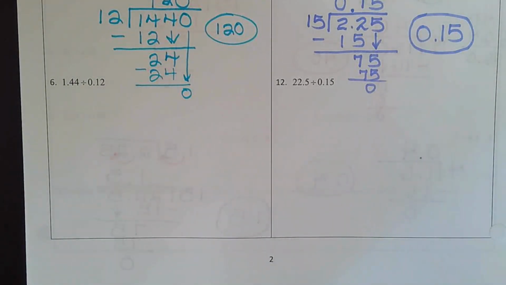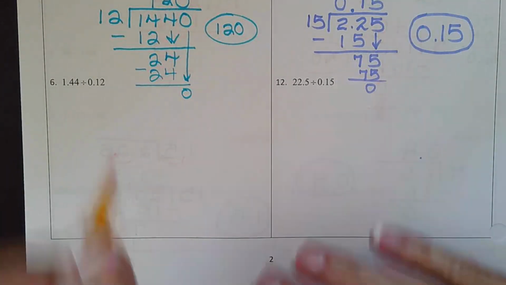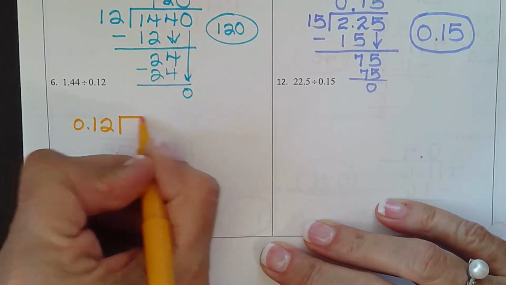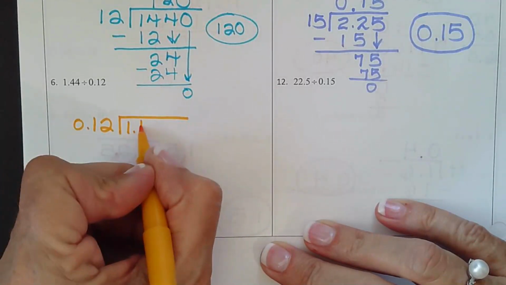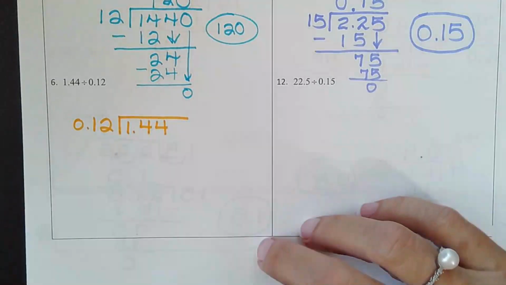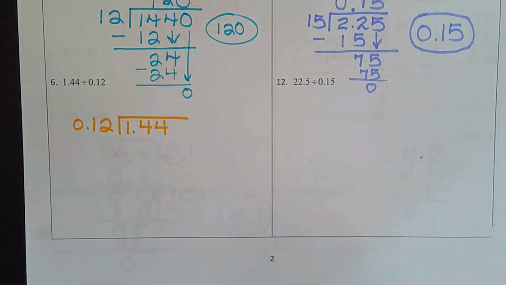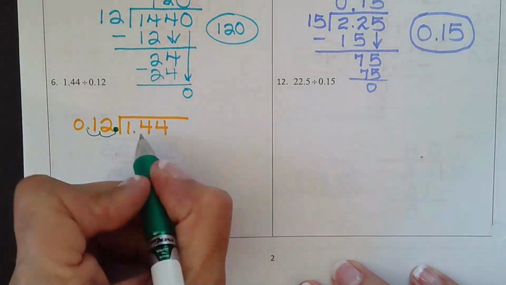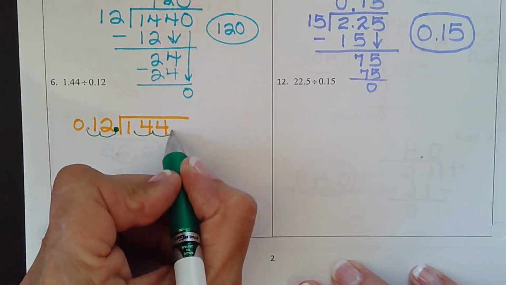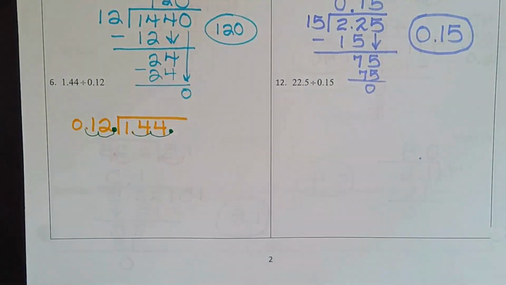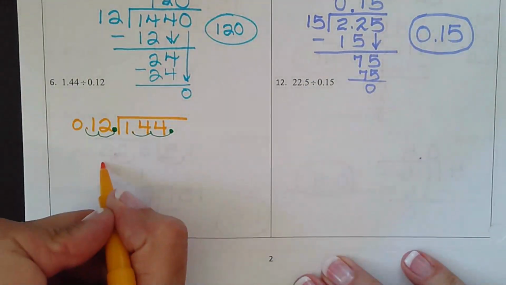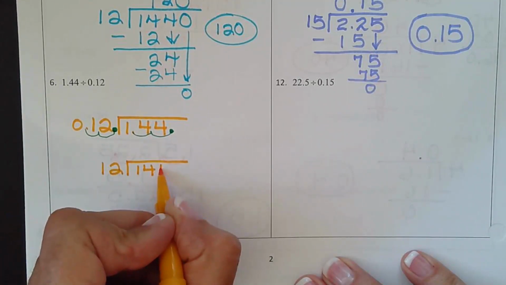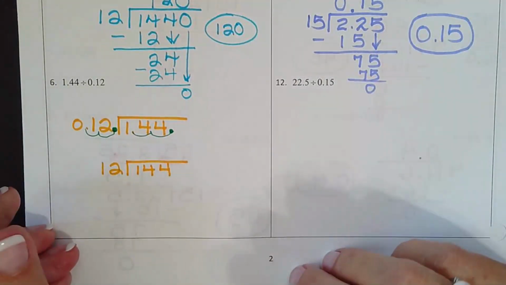Okay, so for this first one, we have 0.12 being divided into 1.44. Looks like we're going to have two whole numbers again because this one needs to be moved 2, which leaves the new decimal here. And so this one needs to be moved 2, which leaves the decimal there. So our new problem is now 12 into 144. No decimals in this answer.